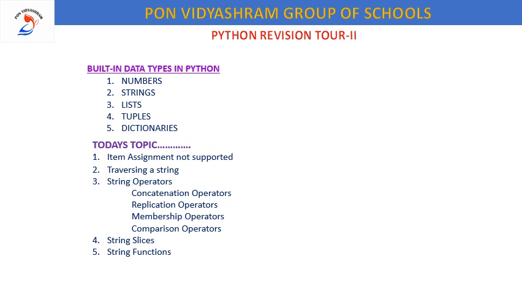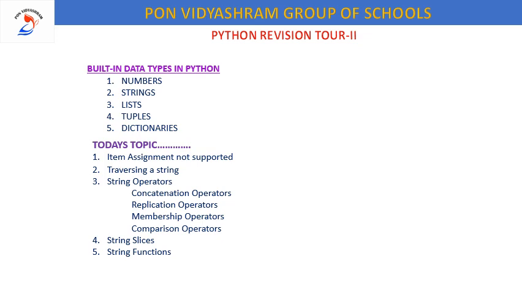In the previous section, you would have learned the Python Revision Tour 1. You have learned an introduction to Python, tokens, variables and assignments, simple input and output statements, and how a Python program flows. You would also have learned about the different types of control structures, such as if, while, etc.